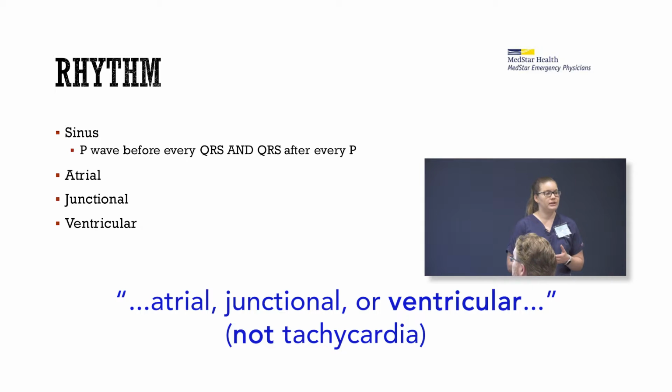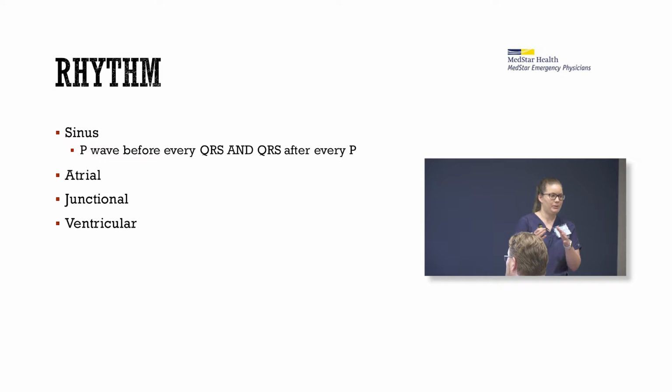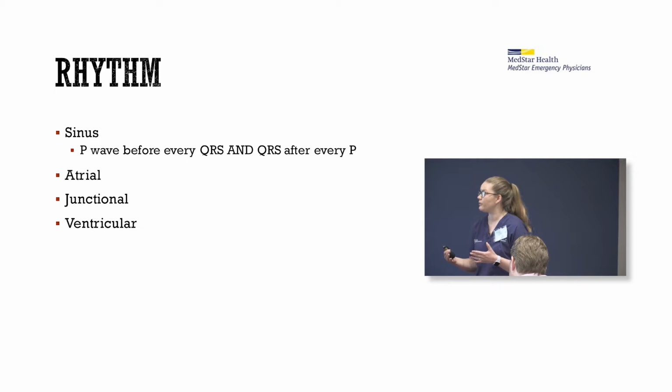Your atrial rhythms are still going to have a narrow QRS. Your junctional rhythms will be narrow, but the P wave may be within the QRS or retrograde or after. And then your ventricular rhythms are going to be your wide complex QRS. That's how you start to differentiate those. There are always exceptions to this rule, but that's a nice rule of thumb to go with.